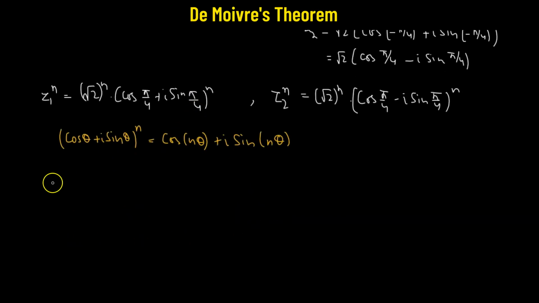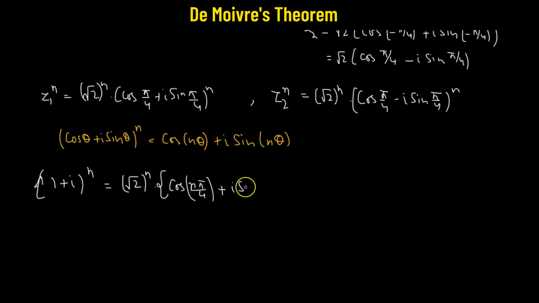So z1 raised to the power of n, it is actually our complex number (1 plus iota) whole raised to the power of n. So this is equal to (square root of 2) whole raised to the power of n multiplied to cosine of n pi over 4 plus iota times sine of n pi over 4.